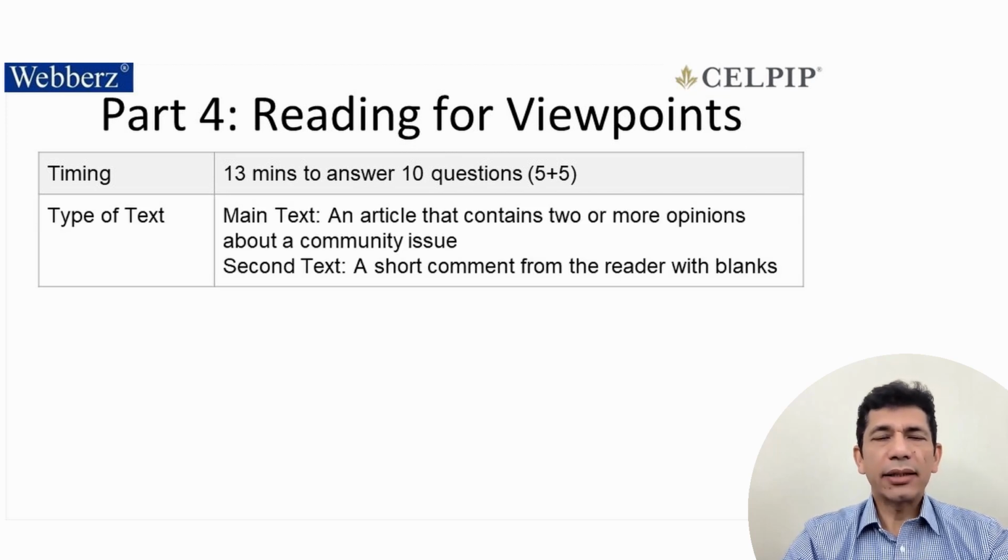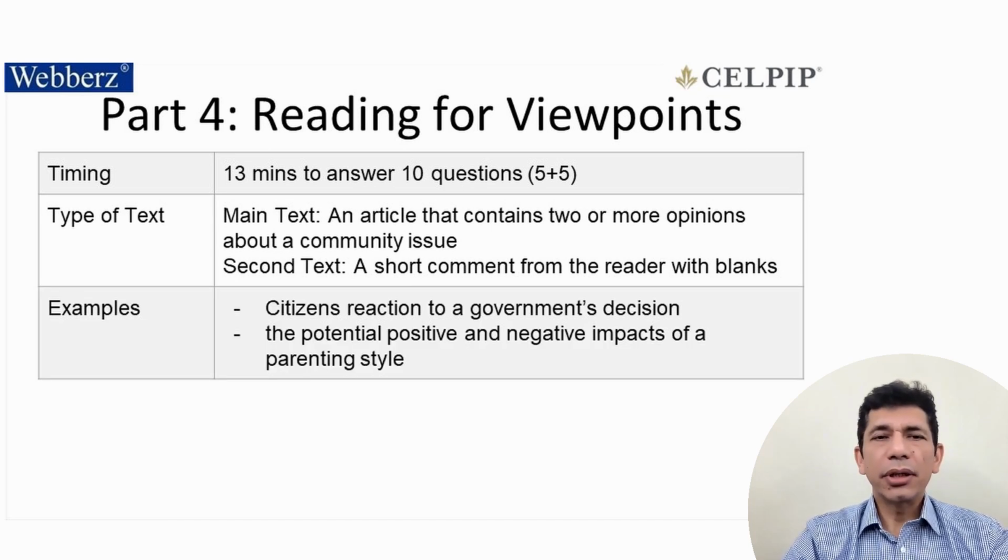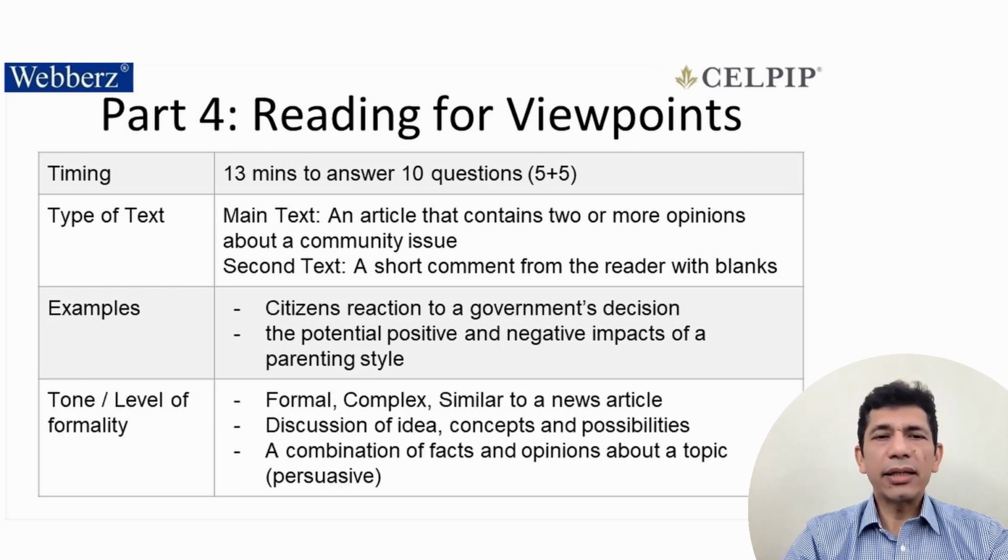The type of text. There is a main text and there is a second text. In the main text, there's an article that contains 2 or more opinions about a community issue. The second text is a short comment from a reader with blanks. Now the examples. Citizens' reaction to a government's decision, a potential positive and negative impact of a parenting style, the tone and the level of formality.